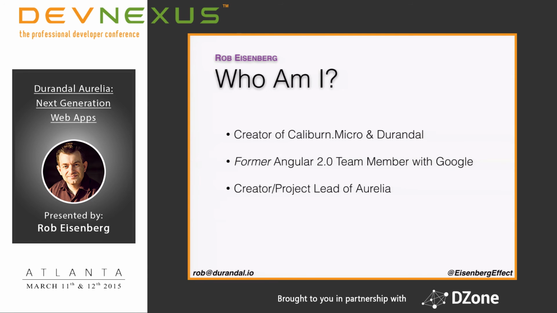So, what are we talking about? Aurelia, which is a new JavaScript framework for building rich apps in the browser, on tablets, on phones, desktop, everywhere.